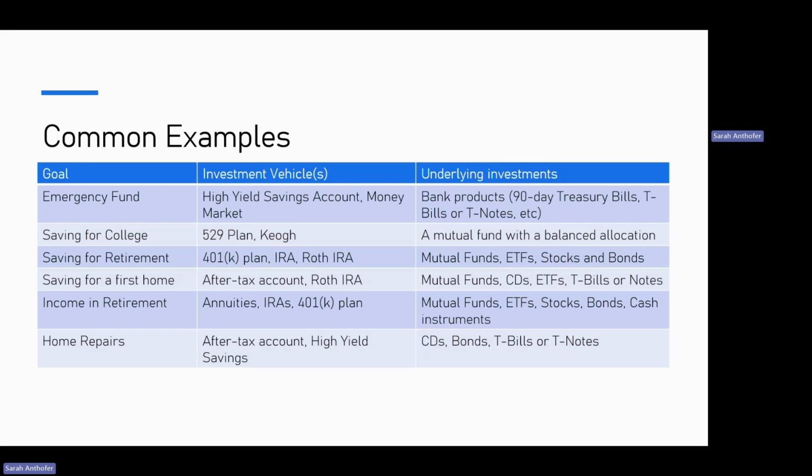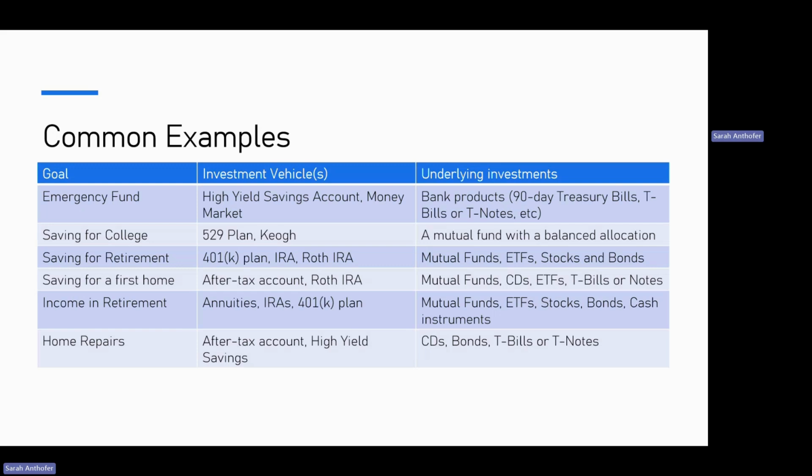Now let's say my goal is I want to save for college. That's high on my financial planning list. I want to make sure I'm saving for college for my kiddos. Well, I might look at something like a 529 plan or a Keogh. Inside a 529 plan, I can look at different mutual fund options.